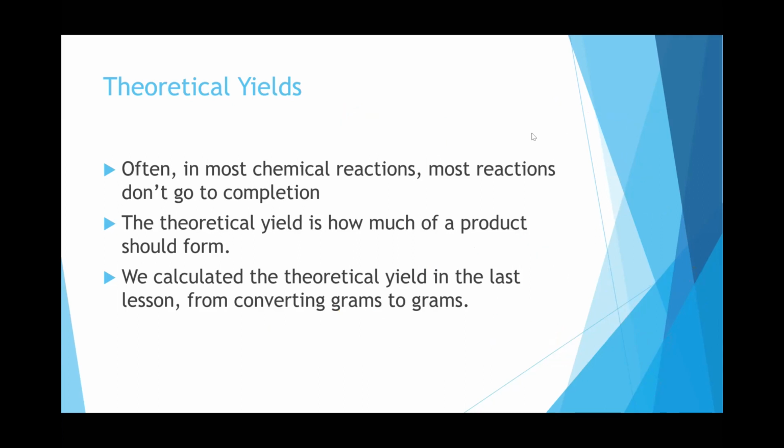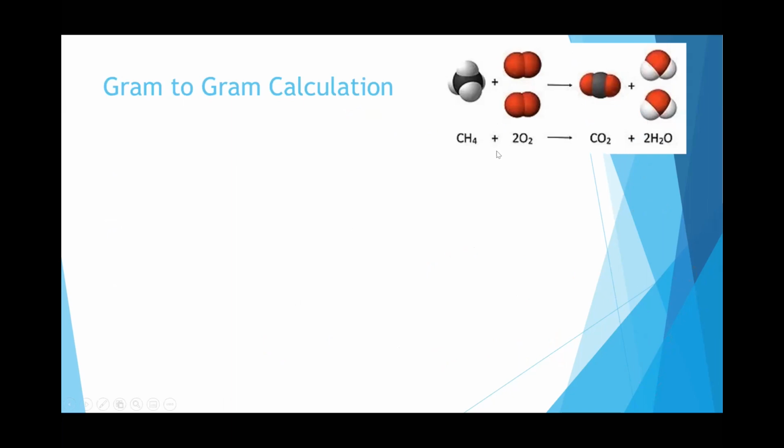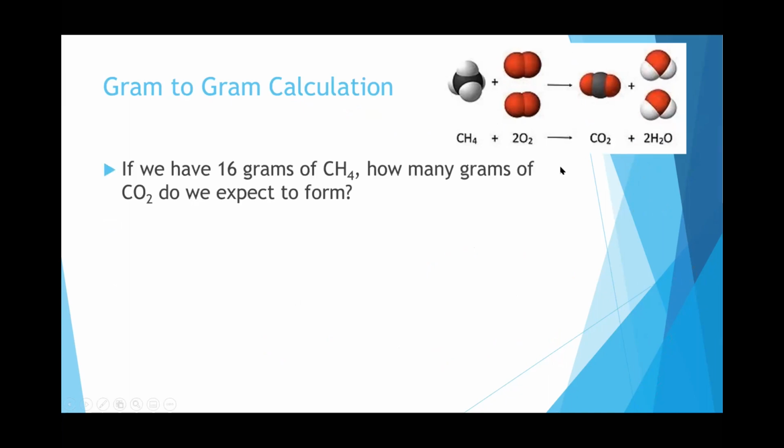So I do want to review 1 gram to gram calculation, and here's our reaction that I just talked about. Methane plus 2 oxygen molecules yields a carbon dioxide molecule and 2 water molecules. And I'm actually going to walk through one of these calculations again, just so we can review. We have 16 grams of CH4, and we want grams of carbon dioxide.